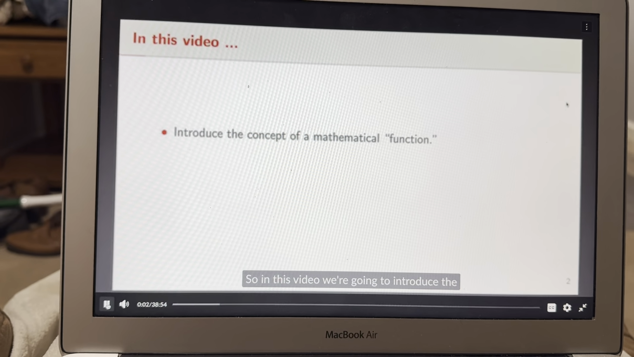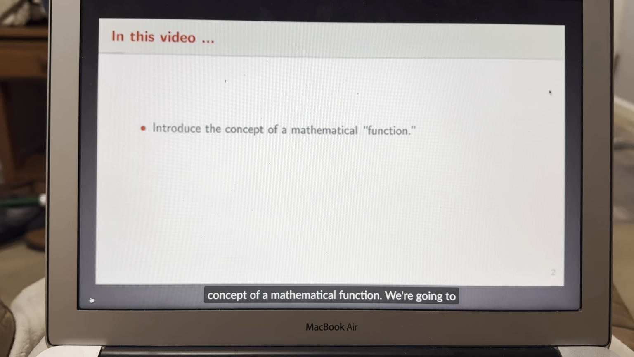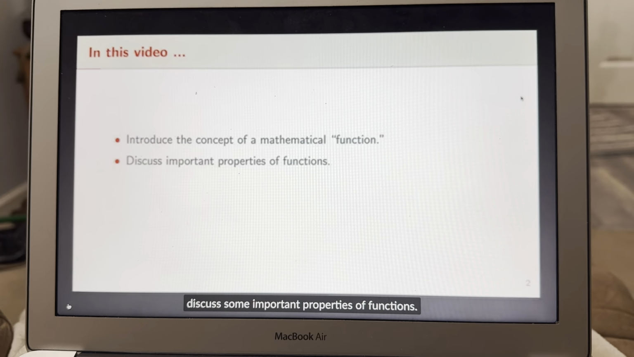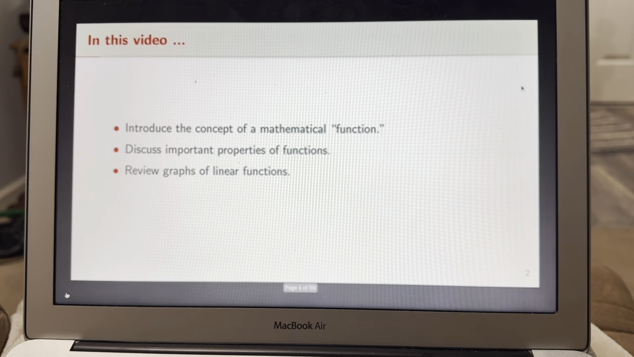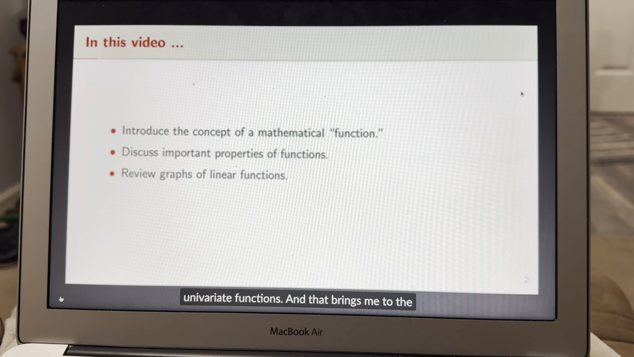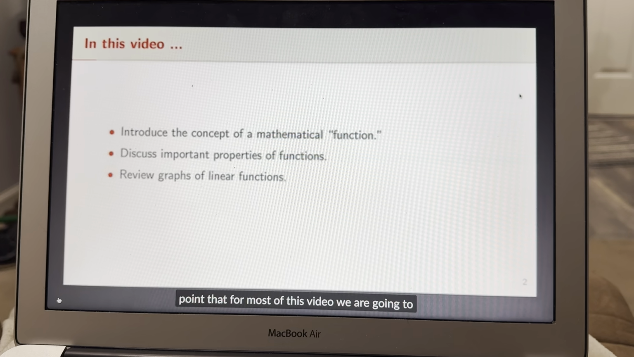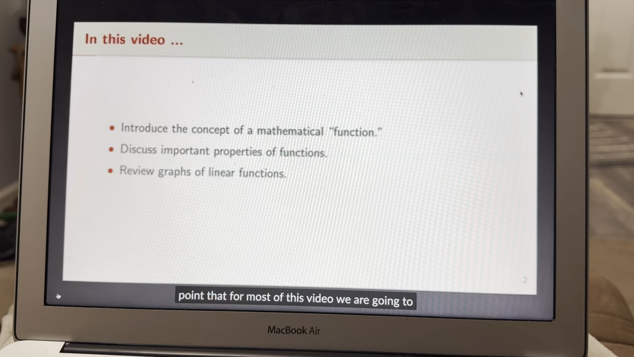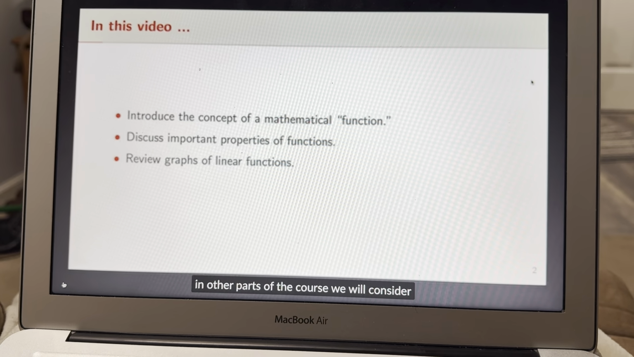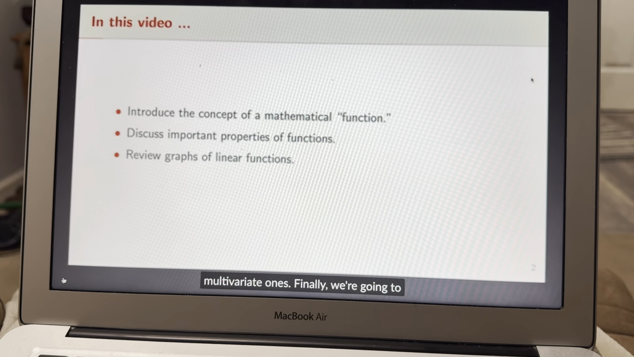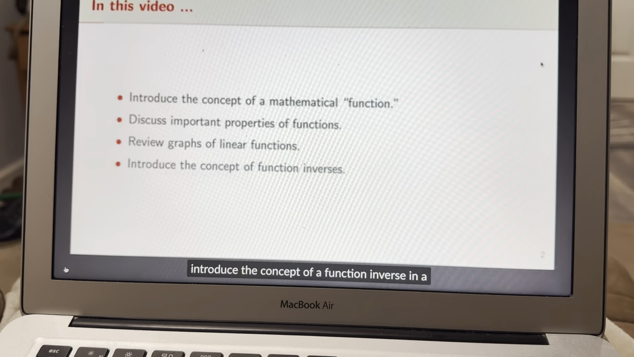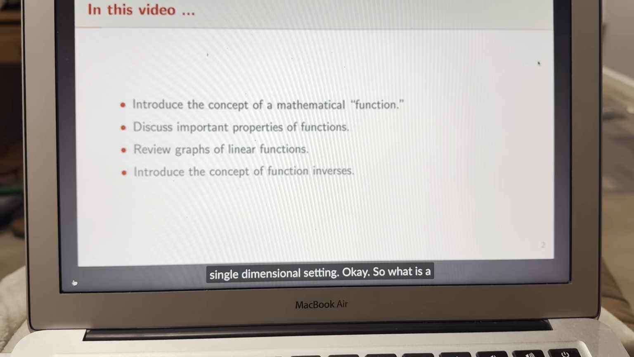In this video, we're going to introduce the concept of a mathematical function. We're going to discuss some important properties of functions. We're going to then review graphs of linear univariate functions. And that brings me to the point that for most of this video, we are going to be dealing with single variable functions, though in other parts of the course, we will consider multivariate ones. Finally, we're going to introduce the concept of a function inverse in a single dimensional setting.